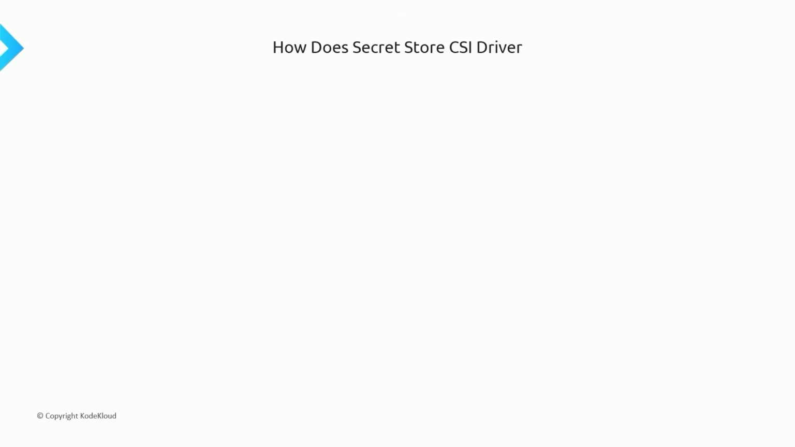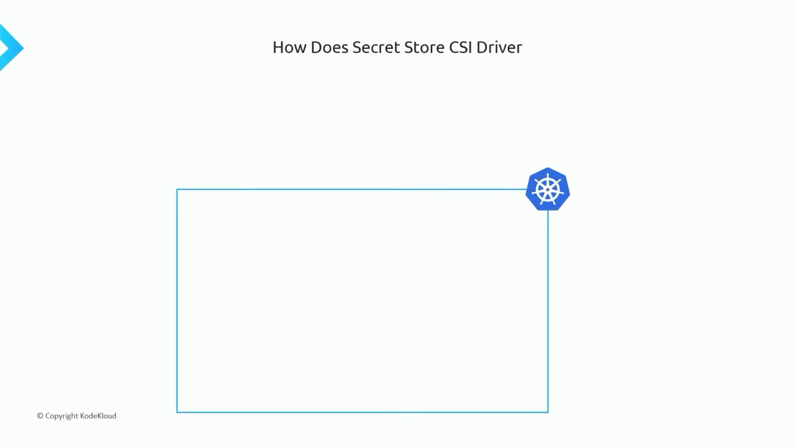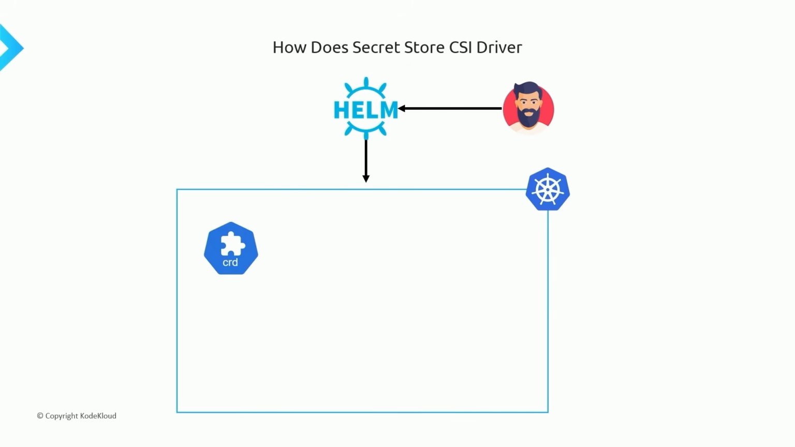So how does the Secret Store CSI driver work? Well, we're going to have our Kubernetes cluster and we have to install the Secret Store CSI driver. Normally, we use something like Helm, a package manager, to deploy it. So we could just do a Helm install and that's going to install everything that we need. Now, what is it going to install? Well, first of all, there's going to be a couple of custom resource definitions, and we'll go over what those are in a second. But let's say that we have our secrets stored in a central secret store.